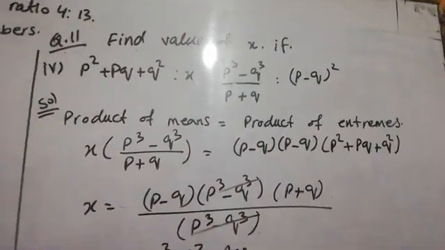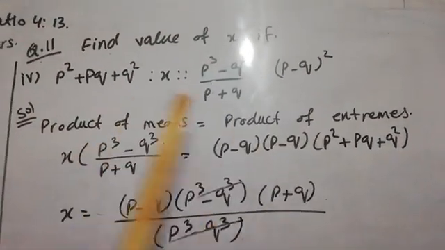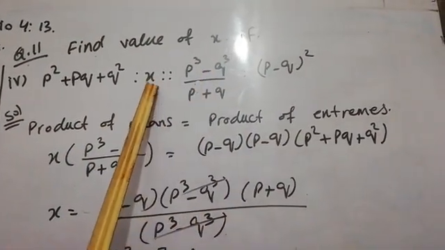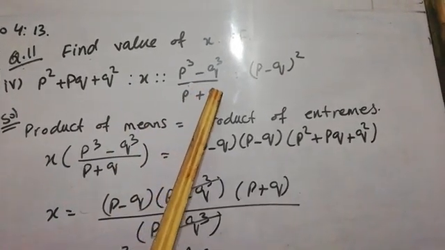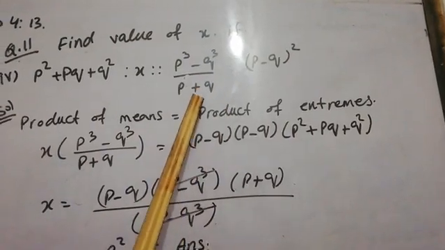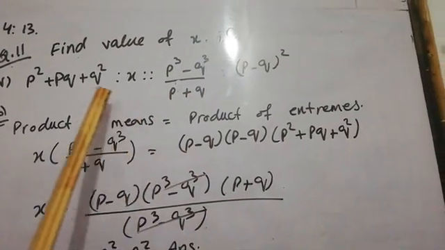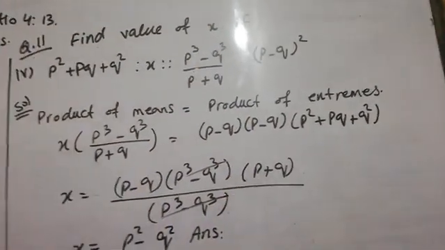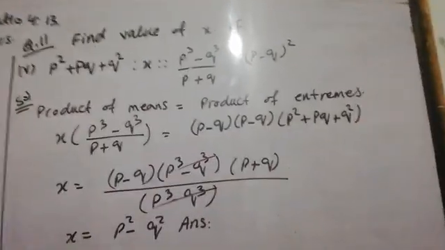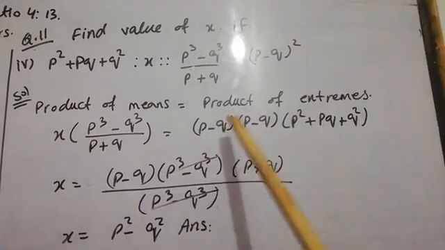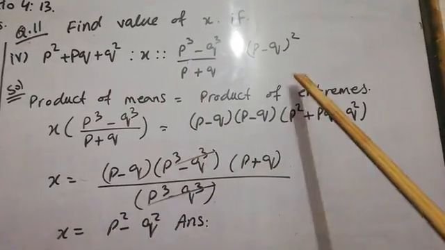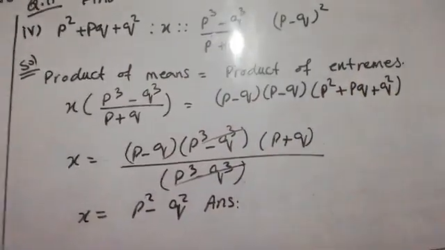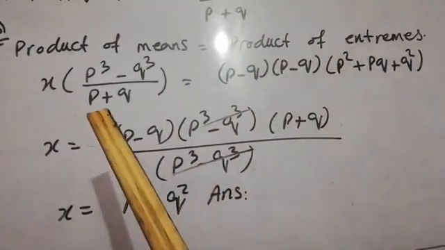So product of means equals product of extremes means we will multiply the first value, x into p cube minus q cube, p cube minus q cube by p plus q equals, then we will multiply these two values. Dear students, you can see that p minus q whole square can be written as p minus q into p minus q. Then you will multiply this value as it is. And we are going to find x.